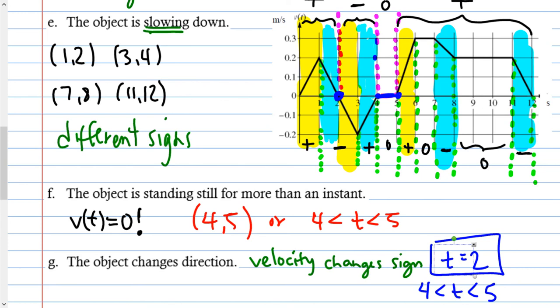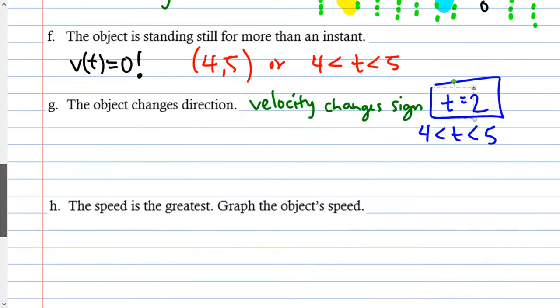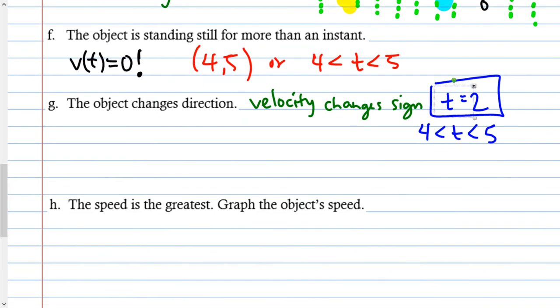All right, last part is the speed is the greatest. Graph the object speed. So I'm looking for when is the speed the greatest. Speed is going to be the greatest when the velocity, or the absolute value of velocity, is the greatest. Because remember, speed is the absolute value of velocity. So, oops. Okay, greatest. All right.